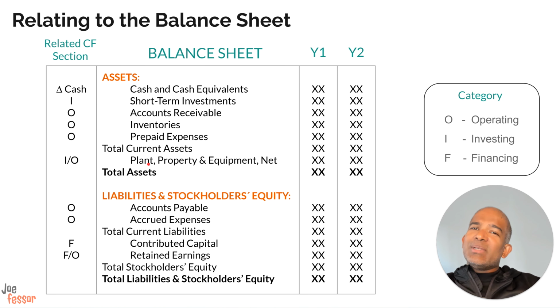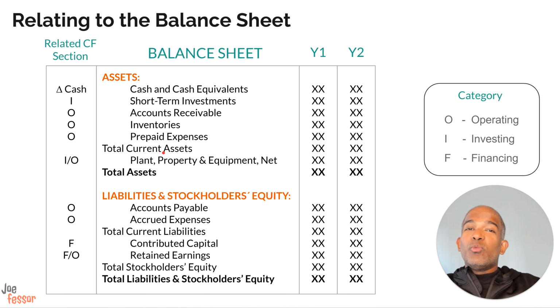Alright, we're building on the foundation we established in the previous slide. We know that any change in cash must be explained by a change in the other balance sheet accounts. This slide shows a comparative balance sheet and how every non-cash account is categorized for the statement of cash flows. On the left, under the related cash flow section, you can see these classifications. O stands for operating, I for investing, and F for financing.